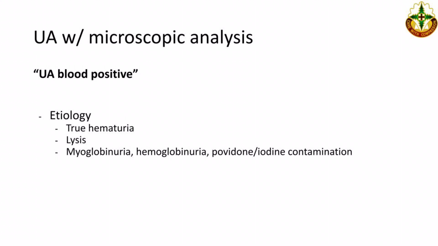In our initial patient presentation, the UA was already ordered, but I just really wanted to emphasize on this slide that you have to order UA with microscopic analysis, even if the UA is positive for blood, because that positive heme on dipstick doesn't mean anything. Etiology wise, is it true hematuria, or is it just lysis of red blood cells, which can happen when the urine specific gravity is less than 1.007? Or maybe it can be other etiologies such as myoglobinuria, hemoglobinuria, or their urine was contaminated with iodine.